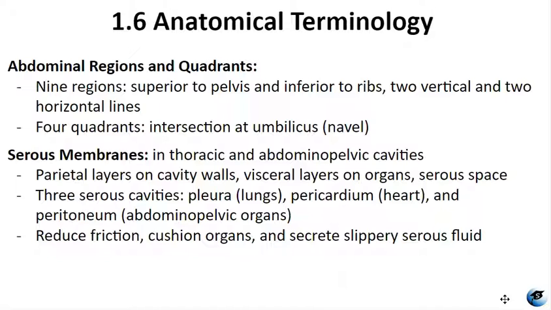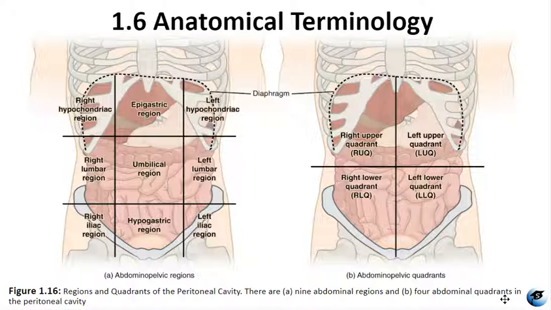Serous membranes are thin coverings for the walls and organs in the thoracic and abdominopelvic cavities. The serous membranes help in reducing friction and cushioning the organs, comprising the parietal layers on cavity walls, visceral layers on organs, and fluid-filled serous space. They contribute to the protection of enclosed viscera. The 3 main serous cavities are the pleura, pericardium, and peritoneum. And this is an illustration of those. They're the different regions and quadrants of the peritoneal cavity. So you have the right and left hypochondriac region, right and left lumbar region, right and left iliac region.